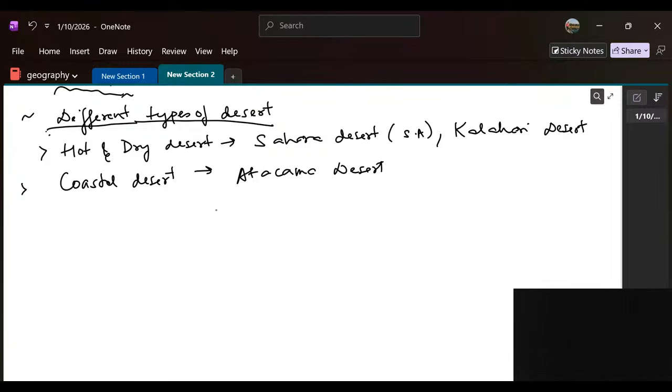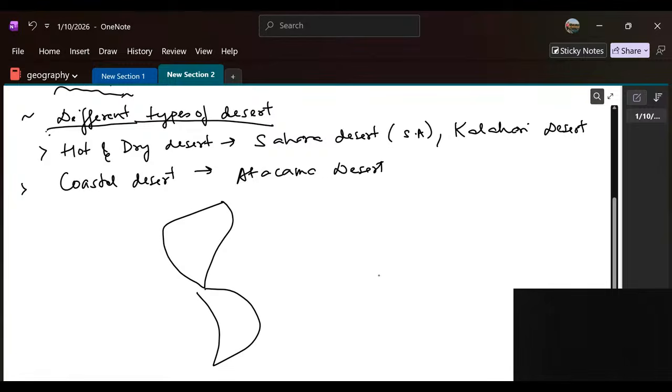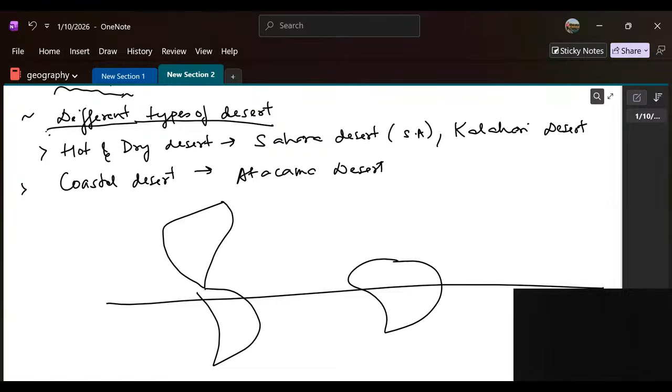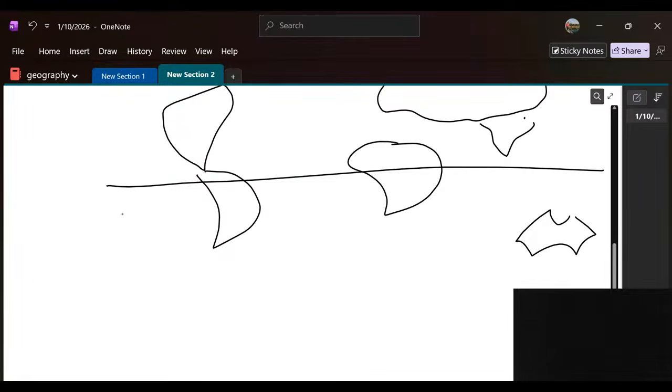Let's see where the Atacama Desert is. So, important desert, Mojave Desert. This is North America. This is South America. This is South Africa. This is India. This is the Eurasian plate. And this is Australia. Okay, so the Atacama Desert is here. Mojave Desert.